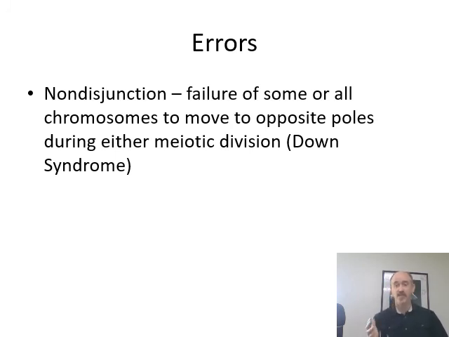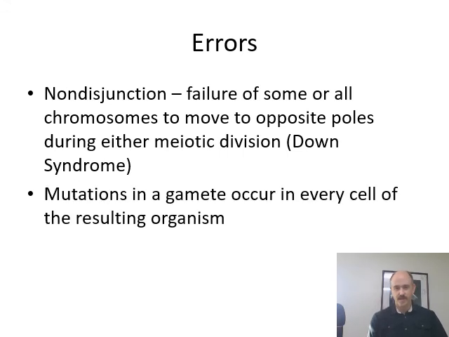This is how you end up with something like Down syndrome, because you have one extra chromosome in that egg or in that sperm, and then fertilization happens, and then every cell in that individual's body has that mutation. So if a mutation occurs in the gamete, it's found in every single cell that gamete gave rise to.